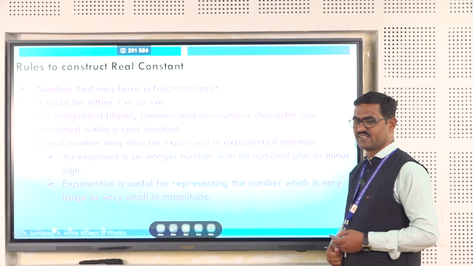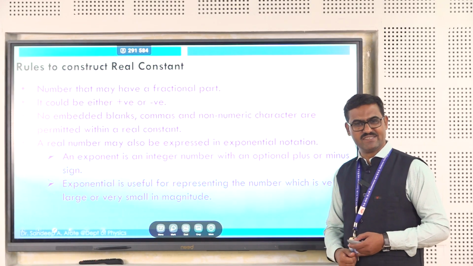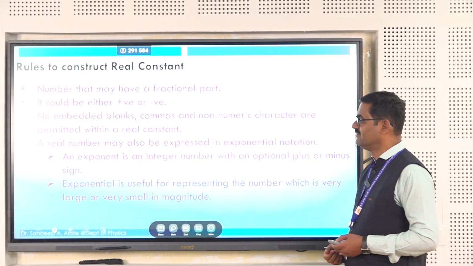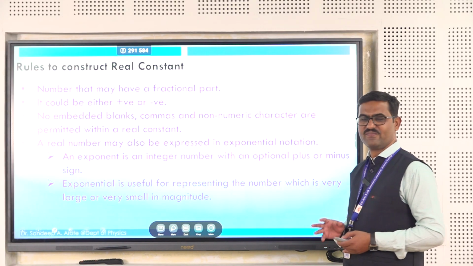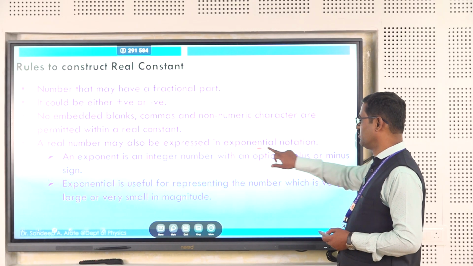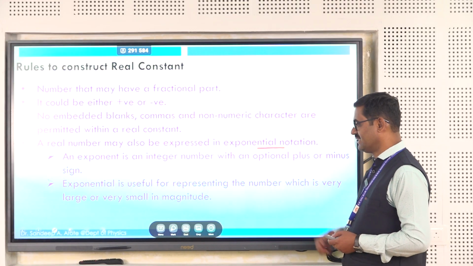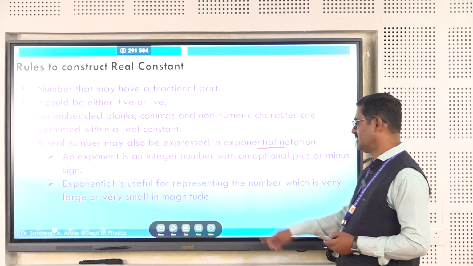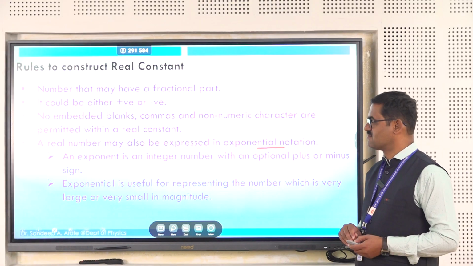Now, the rules to construct a real constant. A number that may have a fractional part can be treated as a real constant or float constant. It can be negative or positive. No embedded blanks, commas, or non-numerical characters are allowed in a real constant. A real number may also be expressed in exponential notation. An exponent is an integer number with an optional plus or minus sign, while the mantissa can be real or integer. The exponential is used to represent numbers which are very large or very small.